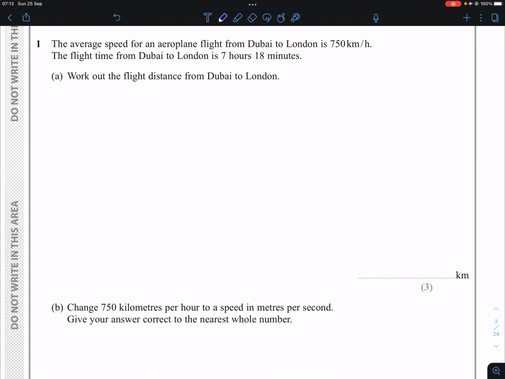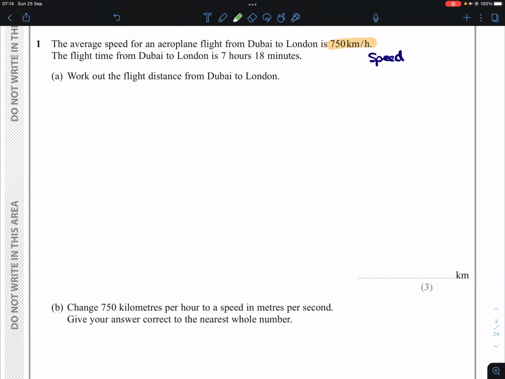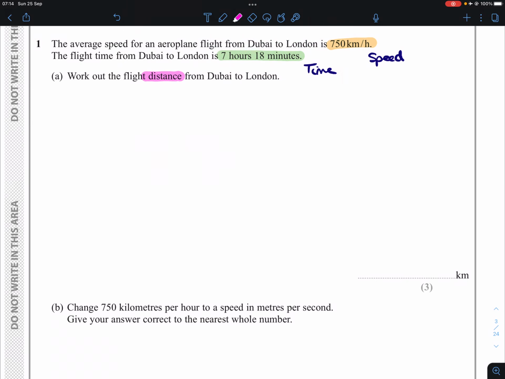Question 1. The average speed of an airplane flight from Dubai to London is 750 kilometers per hour. So we've been given a speed here. The flight time from Dubai to London is 7 hours 18 minutes. So we've been given a time there. And the question is asking us to work out the flight distance from Dubai to London.